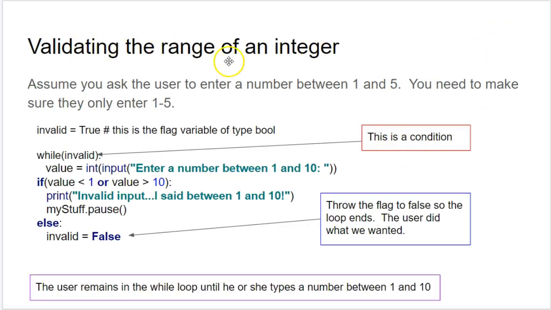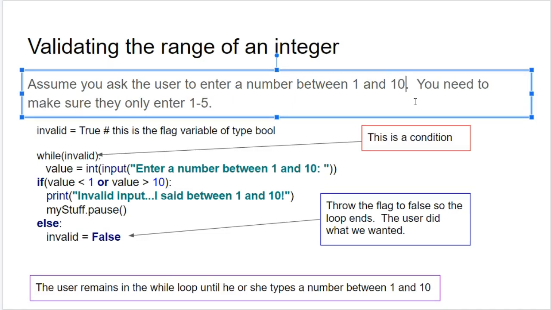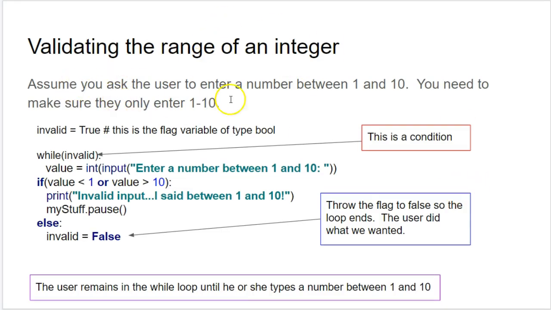So let's assume we're going to validate the range of an integer. Assume you ask the user to enter a number between 1 and 10. Between 1 and 10, not 1 and 5, 1 and 10. You need to make sure they enter a value between 1 and 10. So the first thing I did is created a variable called invalid, and I assigned it the word true. And this variable, since it's true or false, is actually a condition all by itself. So to make this loop, or what I call prime this loop, I set my loop control variable to true so that I got in the loop.